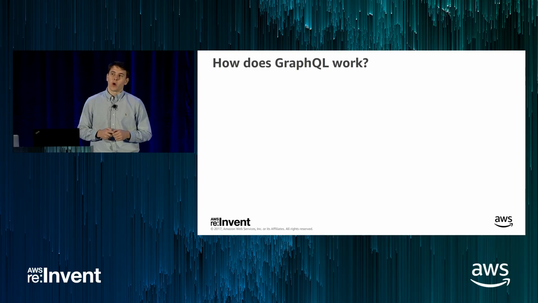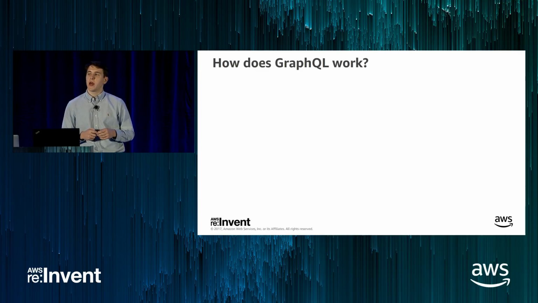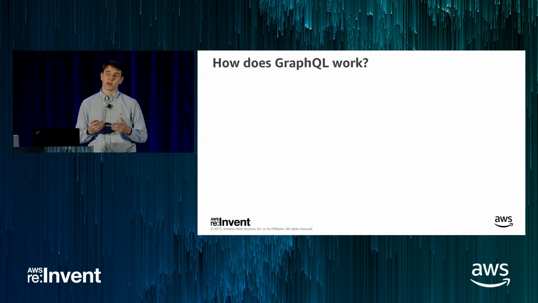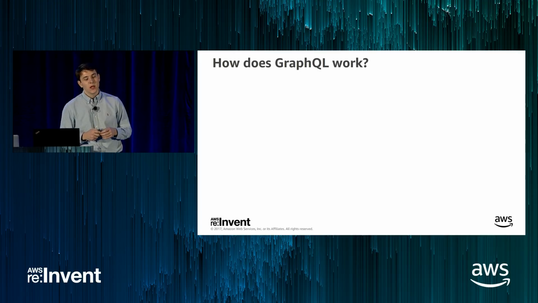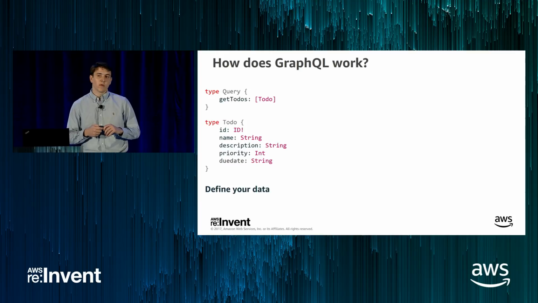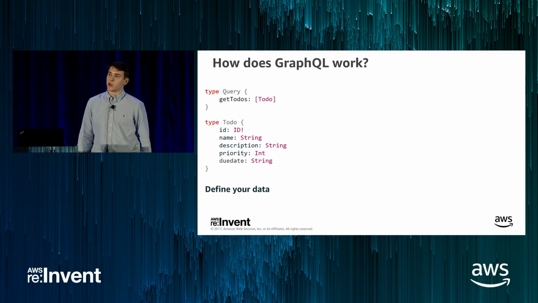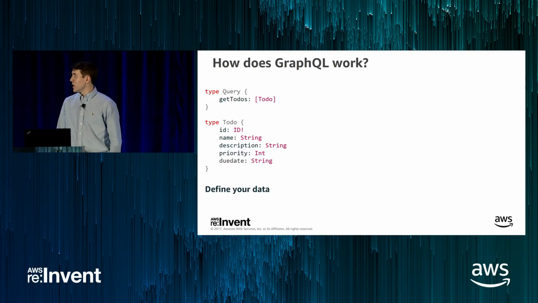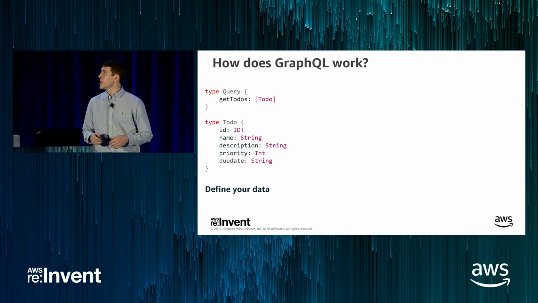So how does GraphQL work? The first step in any GraphQL system, or building a GraphQL API, is always to define your data model. So here you can see an example of what we call the GraphQL Schema Definition Language, or SDL for short. It's not a complete schema, but it gives you the basic pieces.